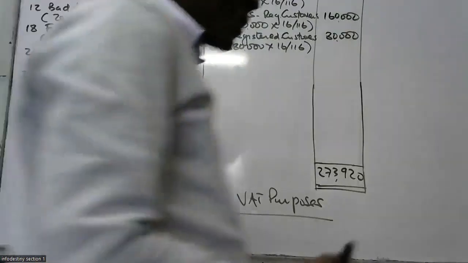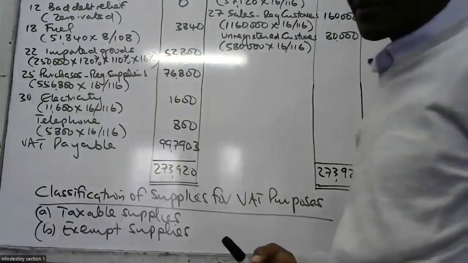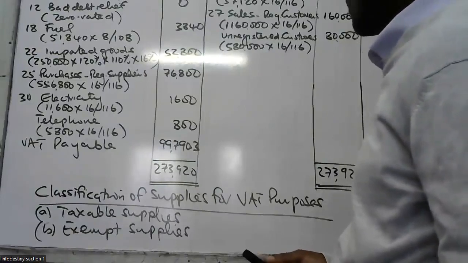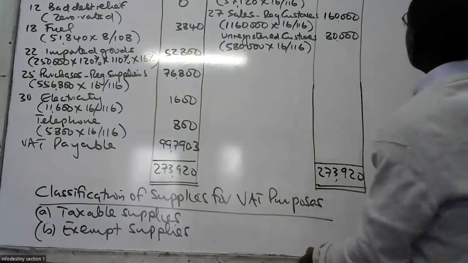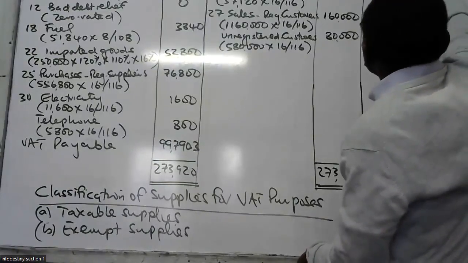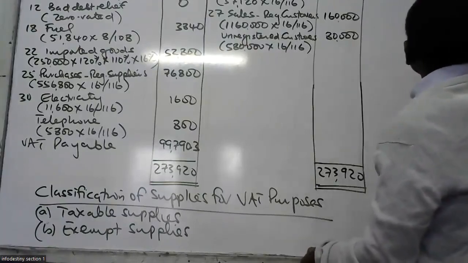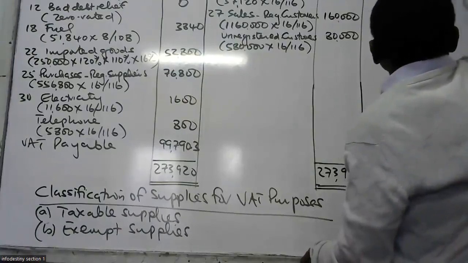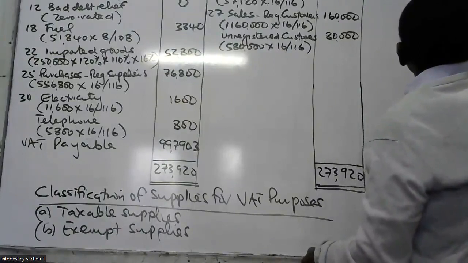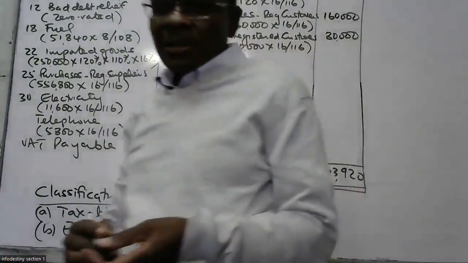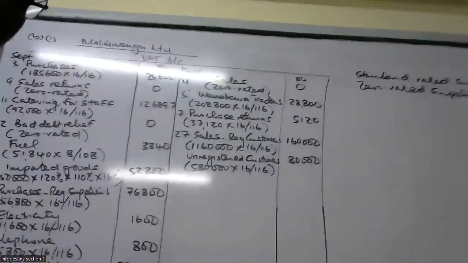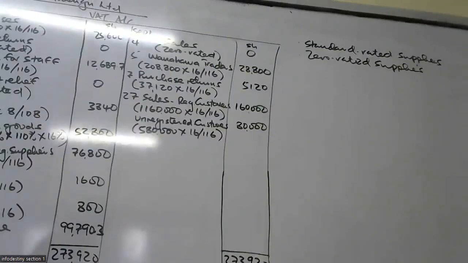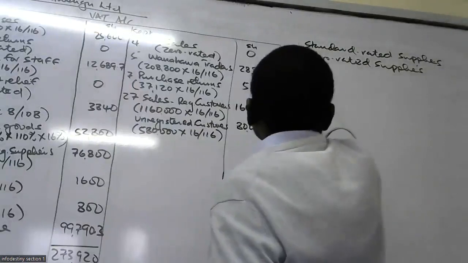Then continue, taxable supplies may be categorized further into standard rated supplies and zero rated supplies. So we'll have our first heading, standard rated supplies.